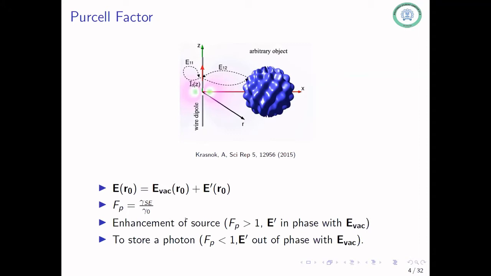So if you want to enhance your source, you would like to have a Purcell factor greater than 1, and your E dash field should be in phase with your vacuum field so that they add together. On the other hand, you can also think about having a Purcell factor less than 1 if you want to store a photon in an excited state of some atom or something, in which case your E dash field should be out of phase with the vacuum field.